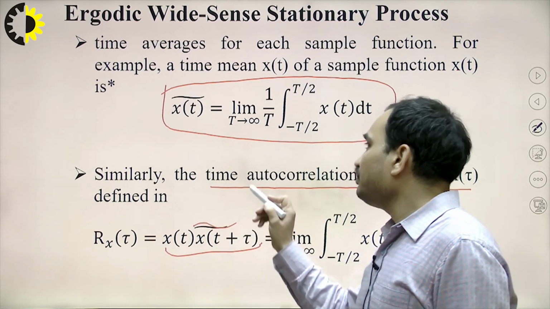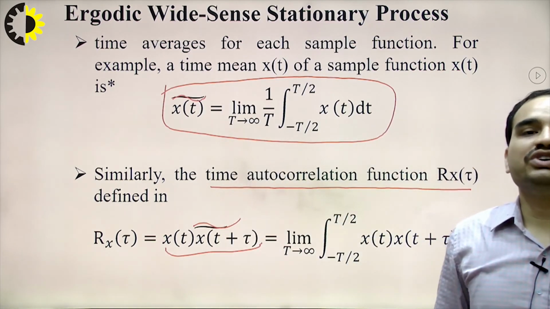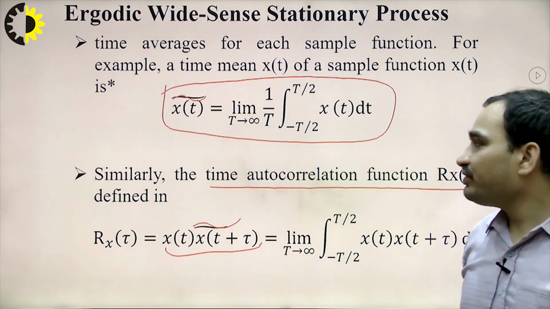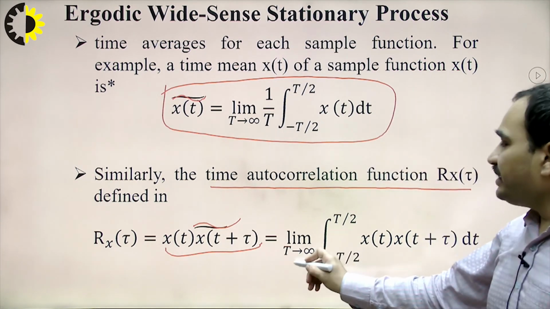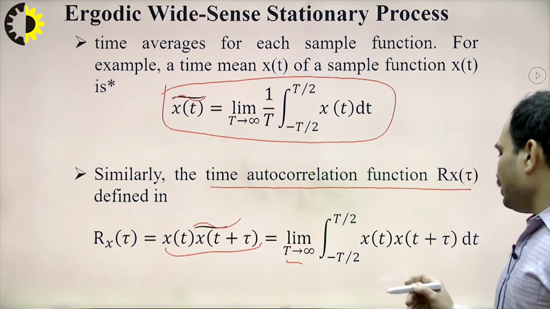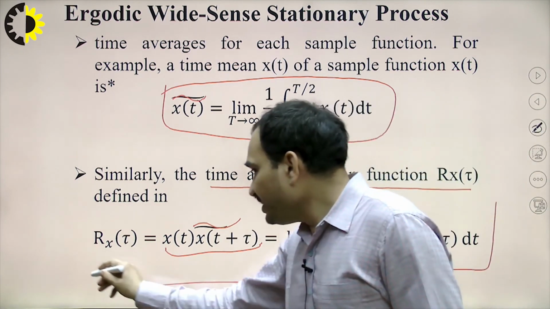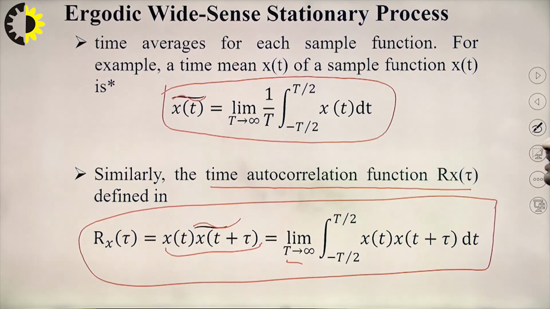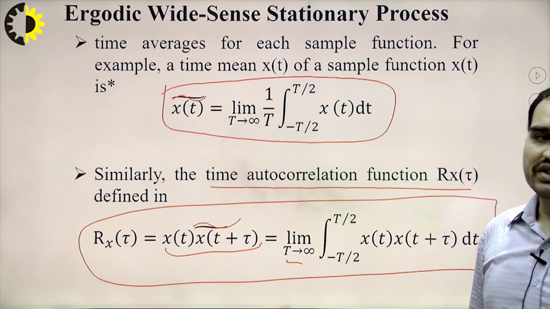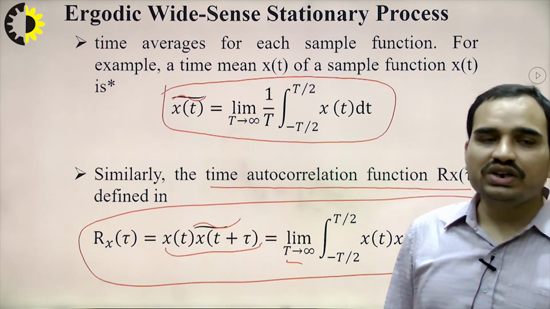We use a symbol to denote time averaging, because the autocorrelation function which we found earlier is for the ensemble. Here we are finding it for the time: limit T tends to infinity, the time interval is from minus T by 2 to plus T by 2, of x(t) x(t plus tau) dt. When we find the time average, it is known as the time average; in the other case it is called the ensemble average. So this is the difference between them.